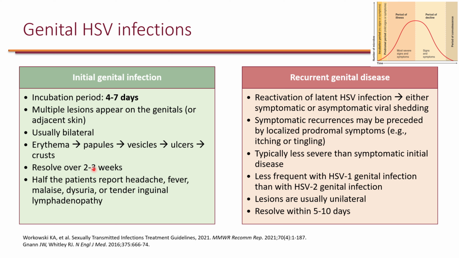Half of the patients report other systemic symptoms, such as headache, fever, malaise, dysuria, or lymphadenopathy. After a period of latency, there will be recurrent genital disease, essentially reactivation, which results in either symptomatic or asymptomatic viral shedding. Symptomatic recurrence may be preceded by localized prodromal symptoms. So sometimes people can tell if a recurrence is coming up. They can sense itching or tingling.